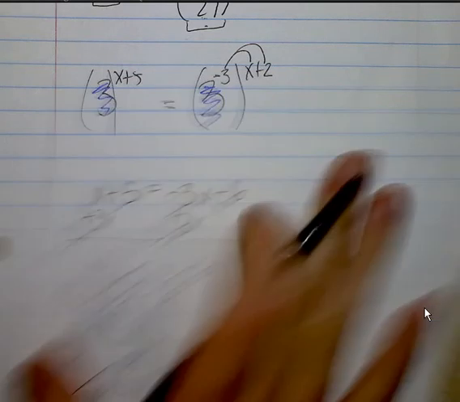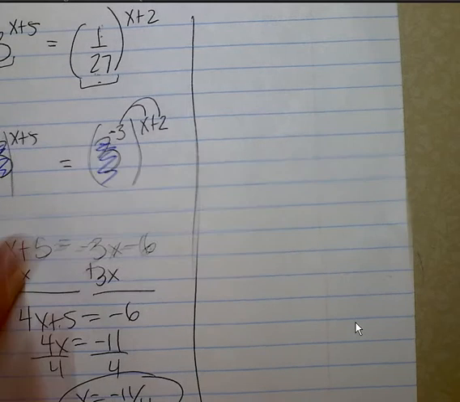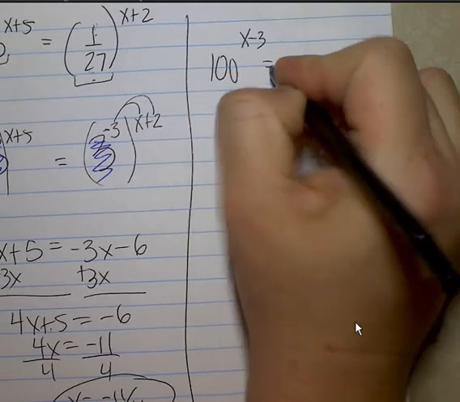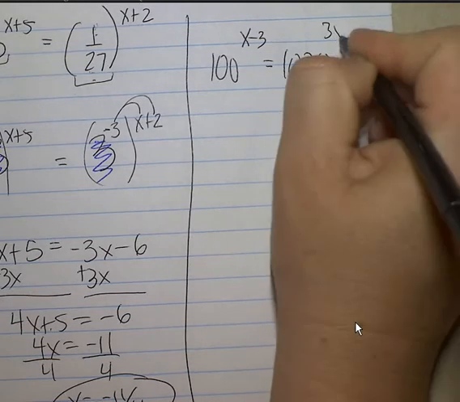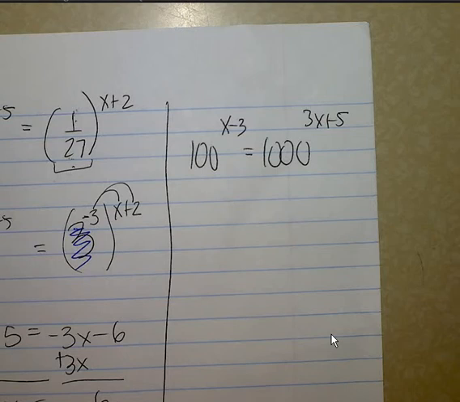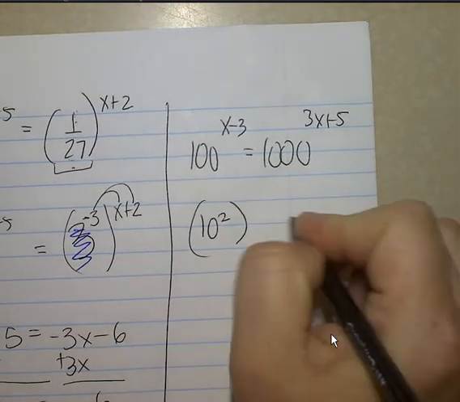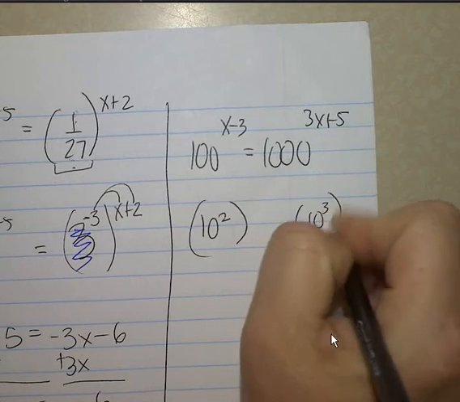Okay, the second problem. 100 raised to the x subtract 3 equals 1,000 raised to the 3x plus 5. What is the smallest number I can rewrite 100 as? Base of 10. 10 squared, and 1,000 is 10 cubed.